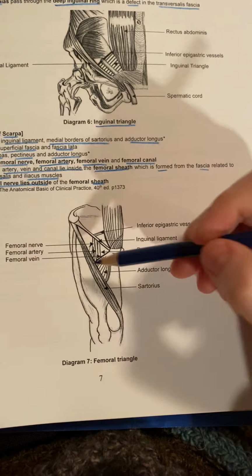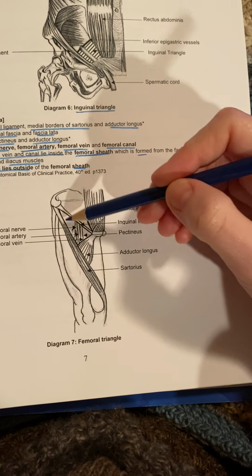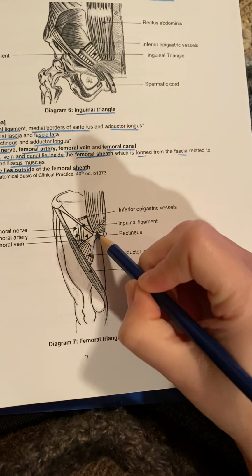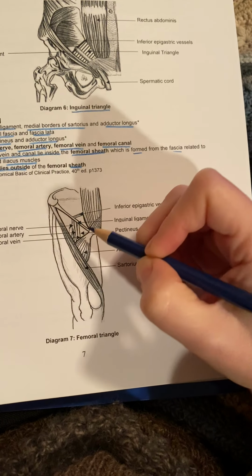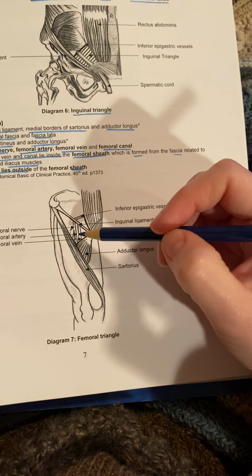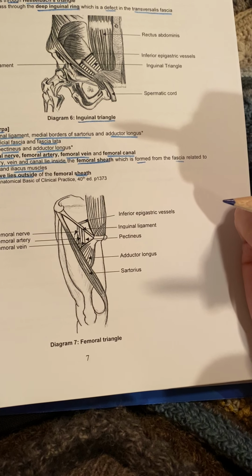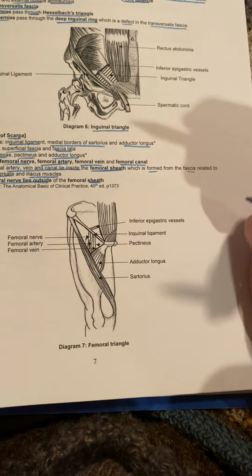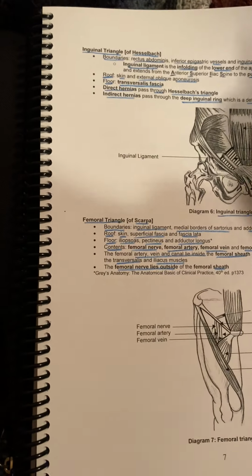Here's the femoral triangle. Here is the inguinal ligament. Here is sartorius, adductor longus, and pectineus. We've got the femoral nerve, artery, and vein. And remember that the femoral nerve lies outside of the femoral sheath. Turn the page.